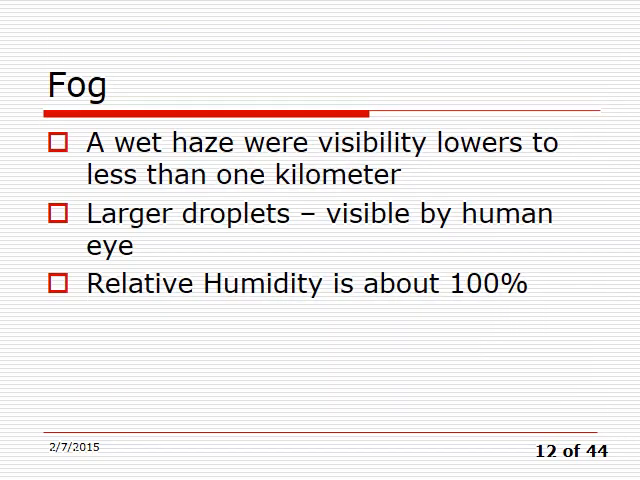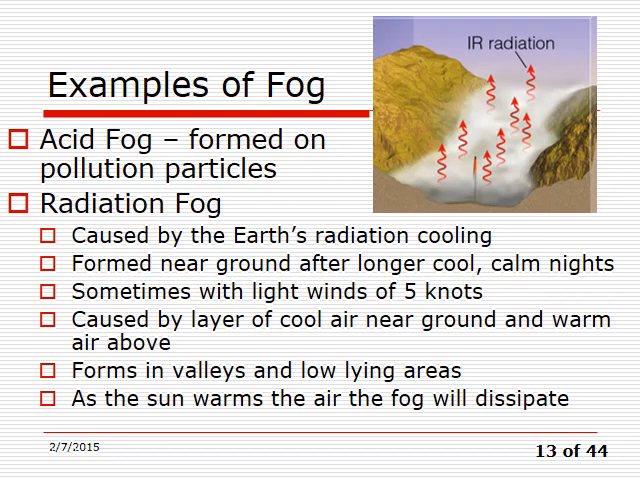Alright, so what's the difference between a wet haze and a fog? It's visibility. It's termed a fog if the visibility is lower than 1 kilometer. The other difference is the water droplets formed are much larger. They can actually be seen by the human eye, and these fogs usually only occur when the humidity is around 100%. So there are several different types of fog.